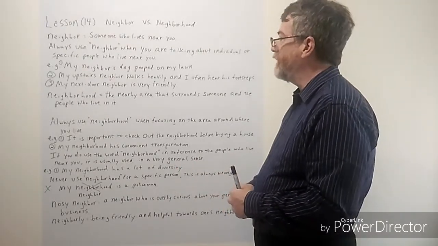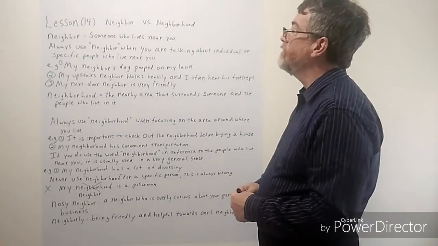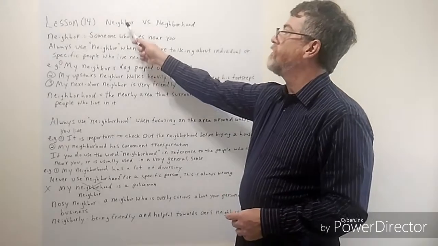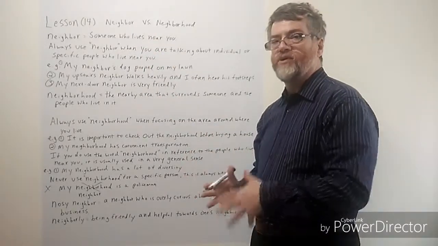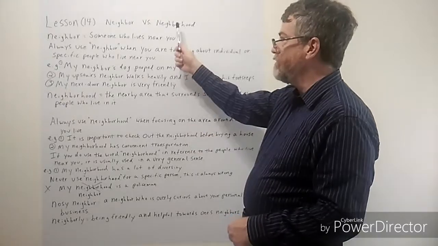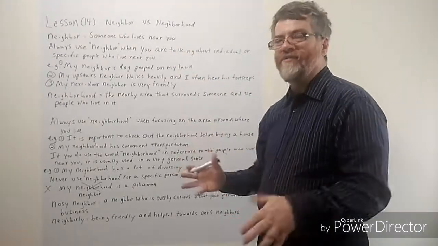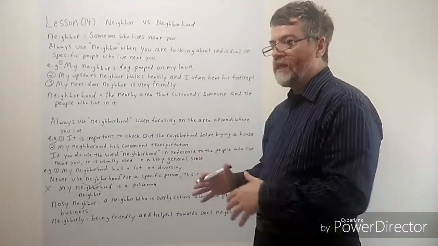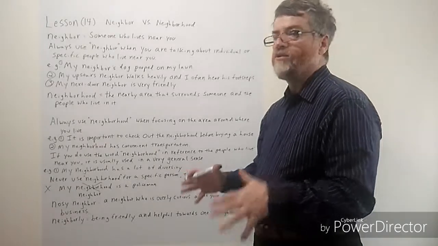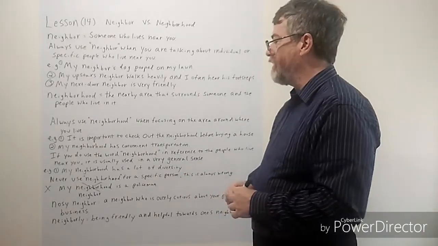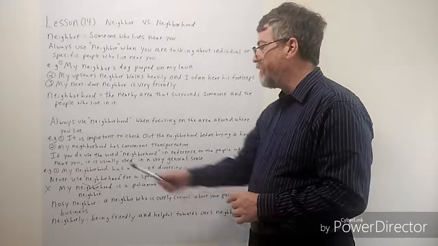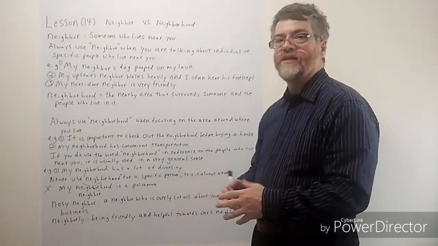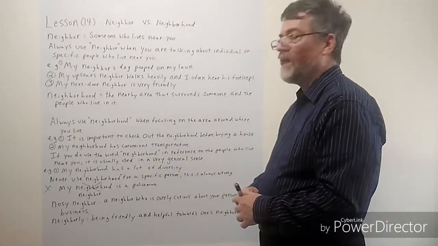Okay, I hope that clarifies it. Again, just to review quickly, neighbor is used for a specific or individual person who lives near you. Use neighborhood for the area. That covers really most of it, when you're focusing on the surroundings or the area. And like I said, you only use neighborhood with people if it's in a very general sense. Okay, I hope that clarifies it.